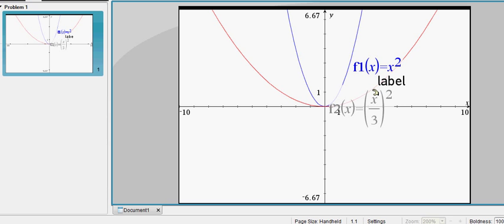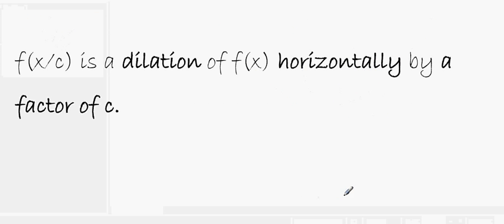The dilation is horizontal. So you could talk about the graph getting wider because it was dilated vertically by 1/9, or you could talk about it being dilated horizontally by a factor of 3. Okay? Okay.